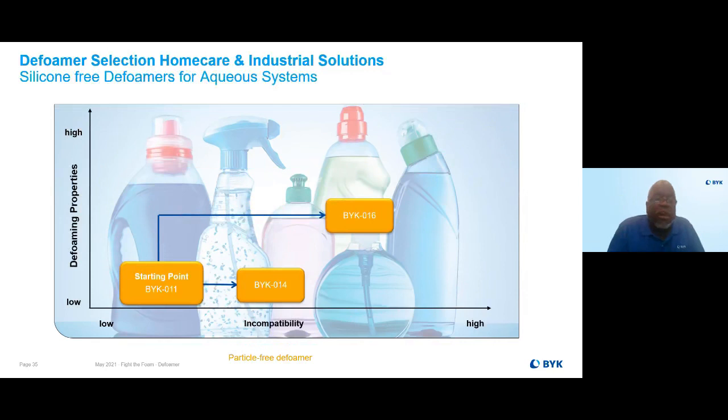And here are 3 of our silicone-free defoamers for aqueous solutions: BYK 011, 014, and 016. And again, these are all particle-free and silicone-free.